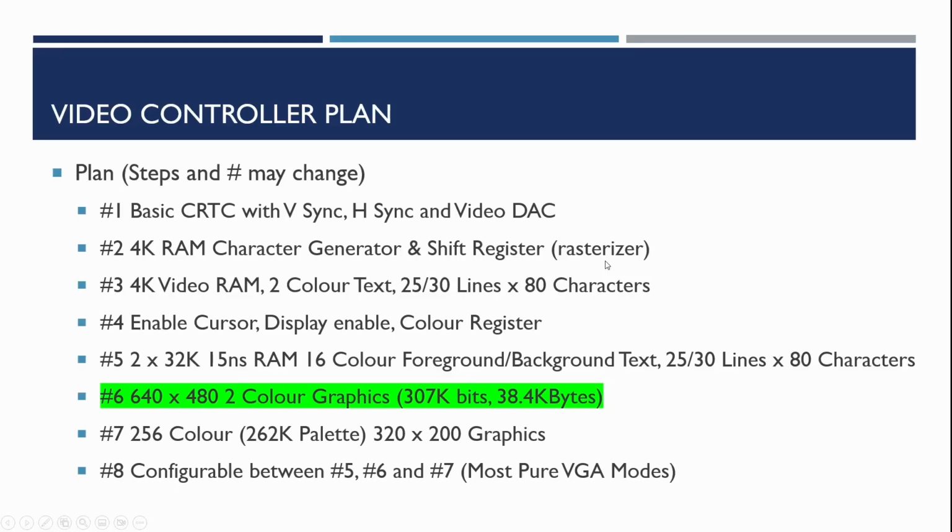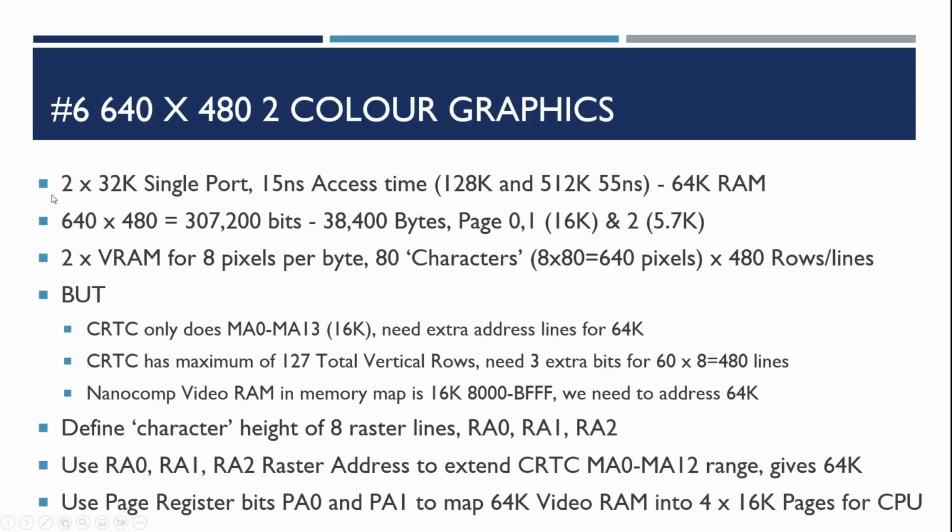In this video we're going to be carrying out step 6 of our video controller plan, which is to build the 2-color high-res graphics mode. To do this we're going to be using the two 32K single port video RAMs that we added to the project in the last series of videos. This is very fast, 15 nanosecond access time, and will allow us the amount of RAM we would need to do 640 by 480, which needs about 307,000 bits, which is about 38K of RAM.